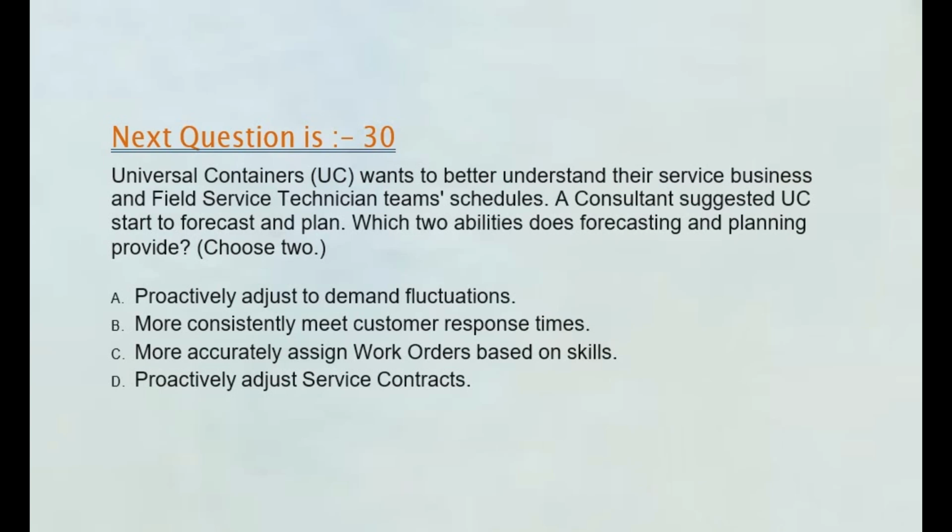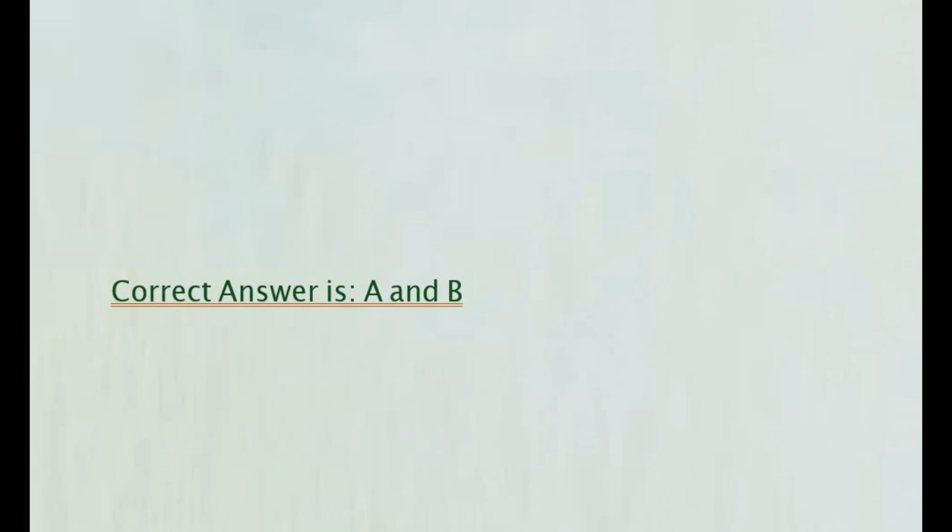Question is Universal Containers UC wants to better understand their service business and field service technician teams' schedules. A consultant suggested UC start to forecast and plan. Which two abilities does forecasting and planning provide? Option A. Proactively adjust to demand fluctuations. Option B. More consistently meet customer response times. Option C. More accurately assign work orders based on skills. Option D. Proactively adjust service contracts. Correct answer is option A and option B.